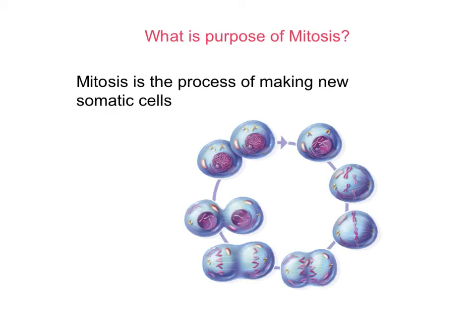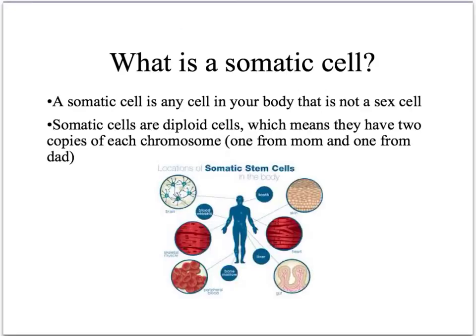Now that you understand what a chromosome is, we're going to talk about the purpose of mitosis. We talked about this a little bit yesterday. Mitosis is just the process of making new somatic cells. But what we didn't talk about yesterday was, first of all, what a somatic cell is. A somatic cell is any cell in your body that's not a sex cell. So basically, your skin cells are somatic cells, your heart cells, your liver cells, your bone cells, your brain cells even. Somatic cells are diploid cells, which means they have 2 copies of each chromosome, and you get 1 copy from your mom and 1 from your dad.